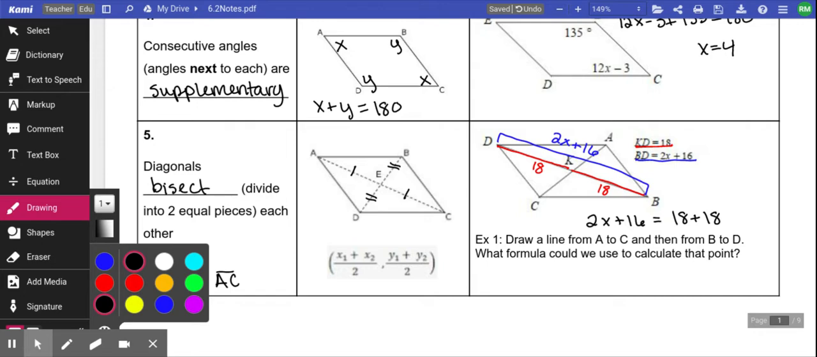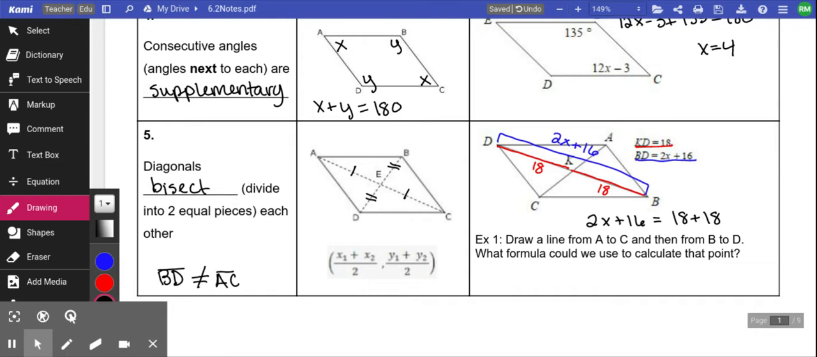Okay, and then we can solve for x. So I'm going to pause the video, or you can pause the video and solve for x. Okay, did you get x equals 10? You can plug it in to check. And then the other thing we're going to talk about is if this was plotted on a graph or you were given coordinates. I'll give you an example. Draw a line from A to C and then from B to D.